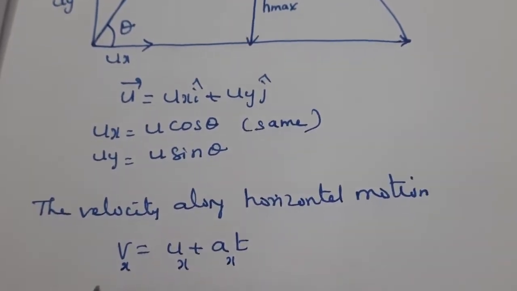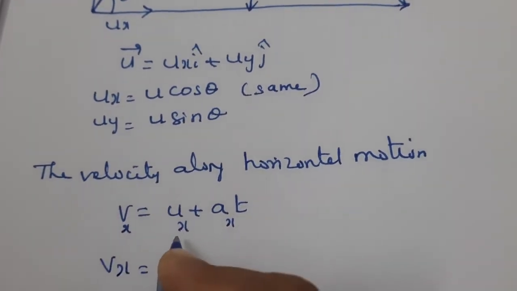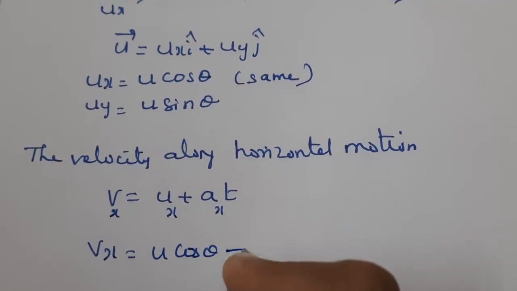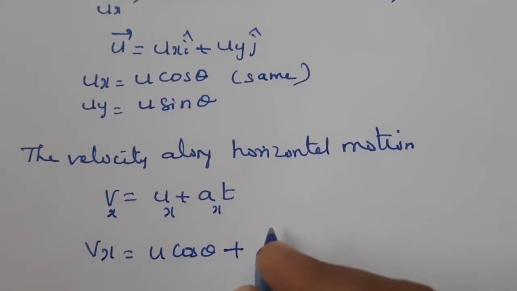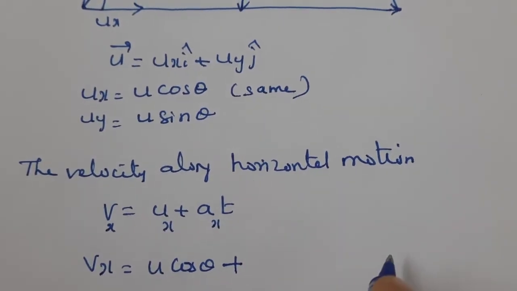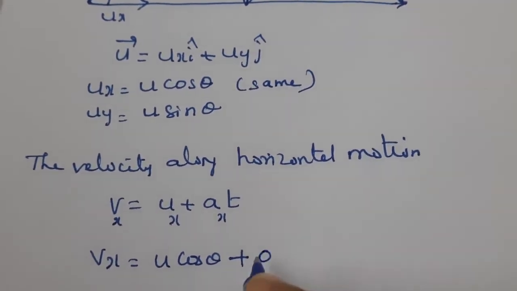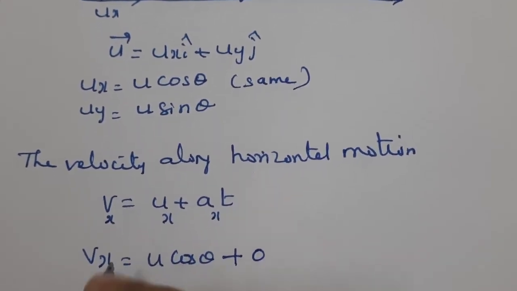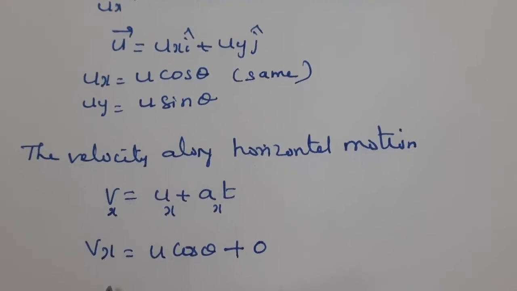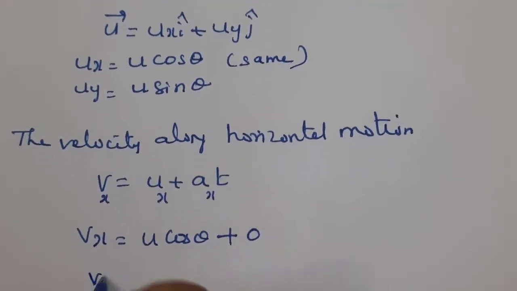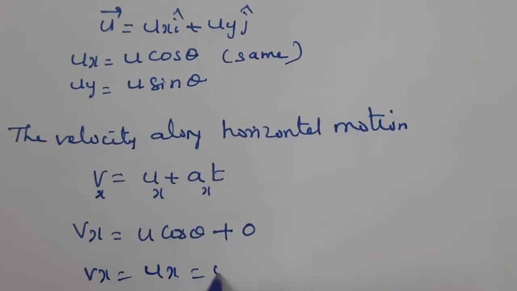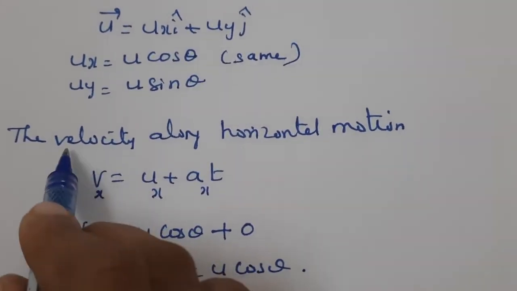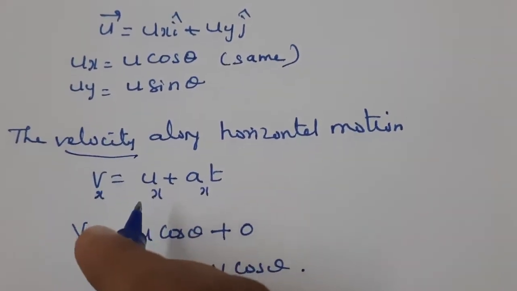Here vx is equal to ux, which is u cos theta, isn't it? u cos theta plus what is ax? I said there is no acceleration along the x direction. So ax is equal to 0. So we can write vx is equal to ux, that is equal to u cos theta. This is the velocity. Now what is the horizontal distance?